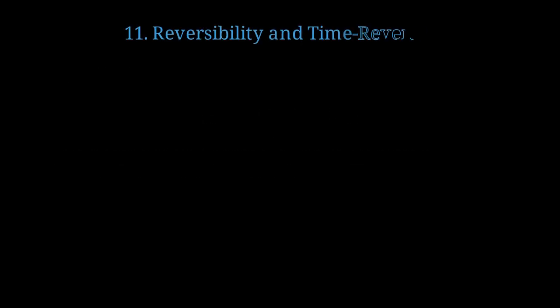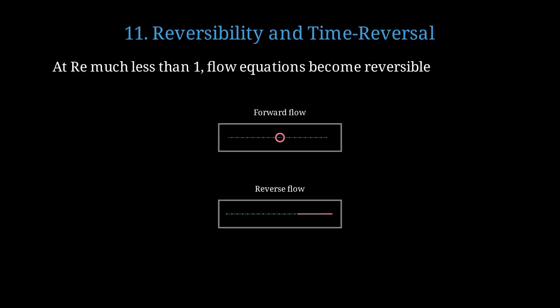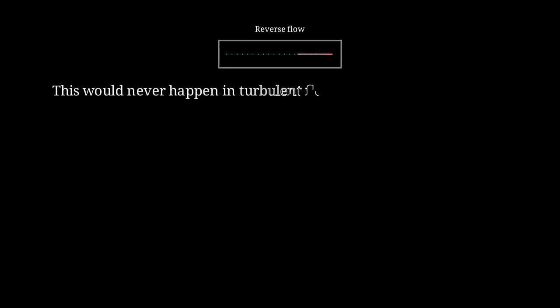One of the most bizarre consequences of low Reynolds number flow is time reversibility. When Reynolds number is much less than 1, the Navier-Stokes equations become time reversible. If you inject a blob of dye and let it stretch along the channel during forward flow, then reverse the flow direction, the dye blob retraces its path and reconcentrates back to its original position. This remarkable behavior would never happen in turbulent flow, where mixing is irreversible.